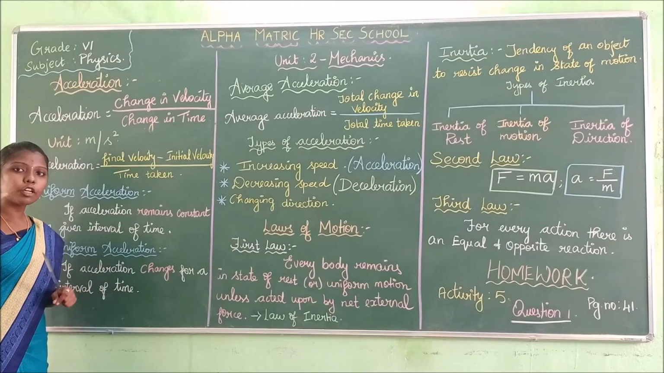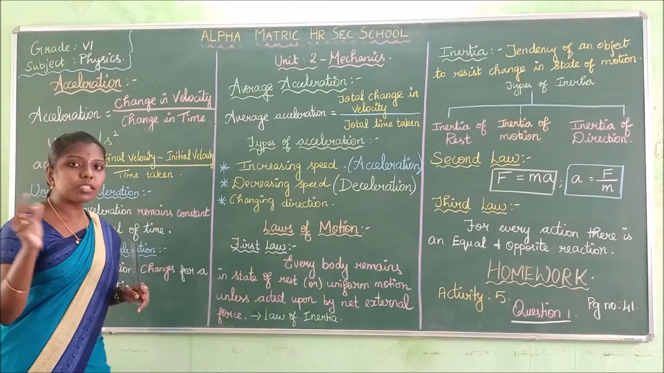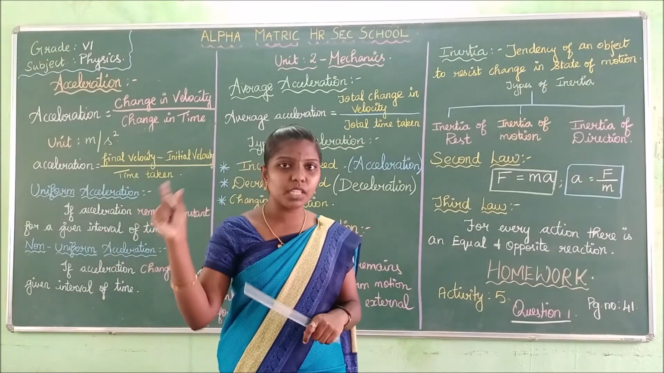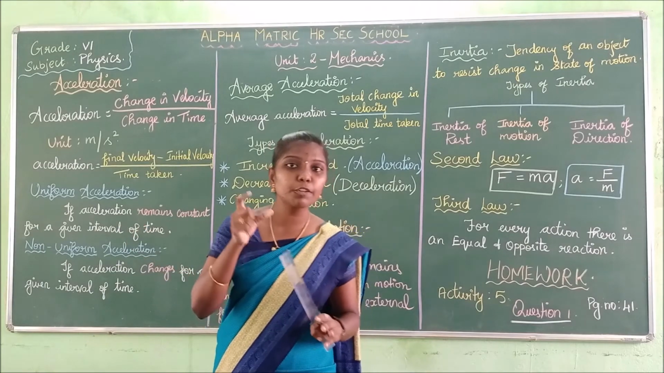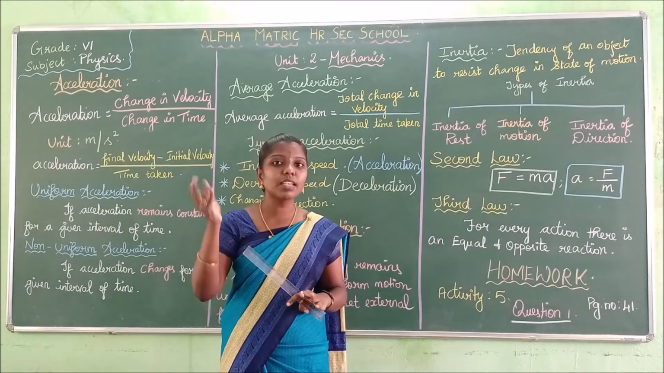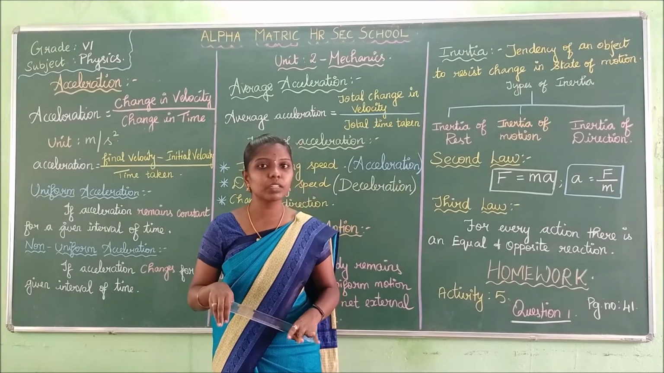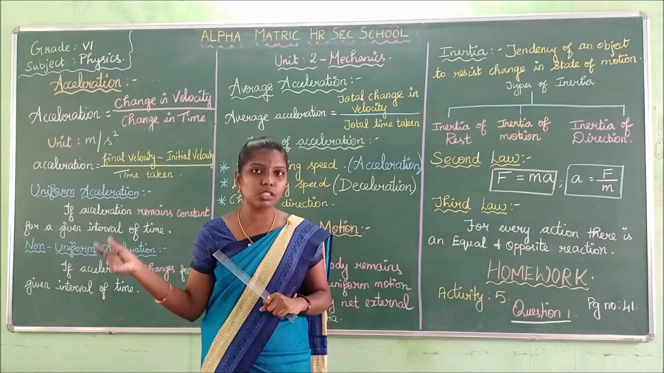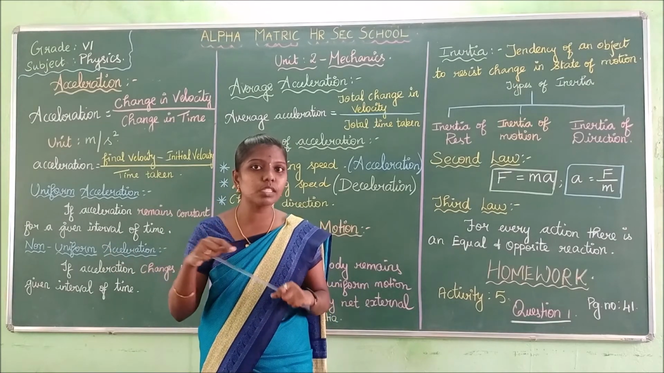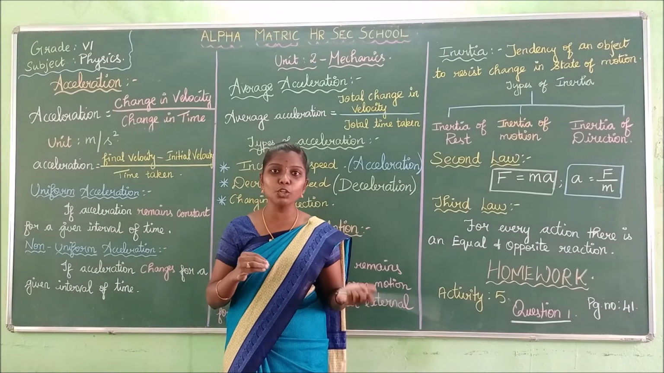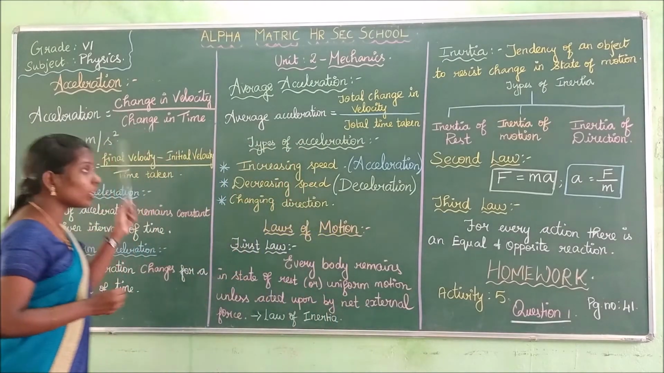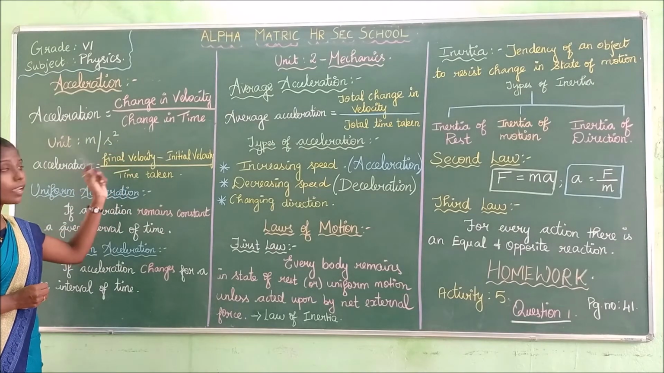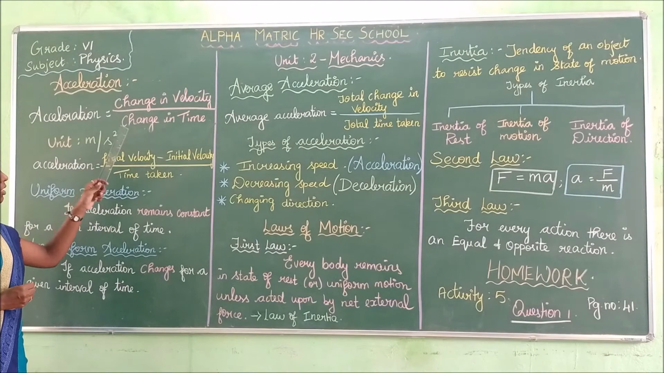Acceleration is rate of change of velocity. What is the definition for acceleration? Acceleration is defined as the rate of change of velocity. The word rate denotes change in velocity with respect to time. The formula to calculate acceleration is change in velocity by change in time.